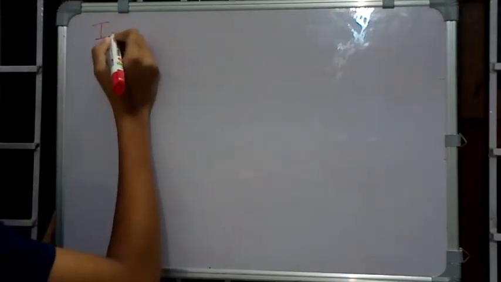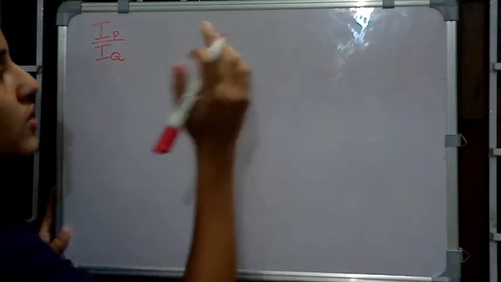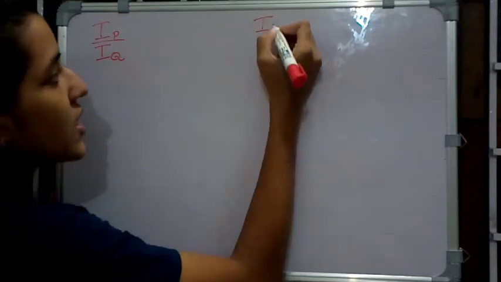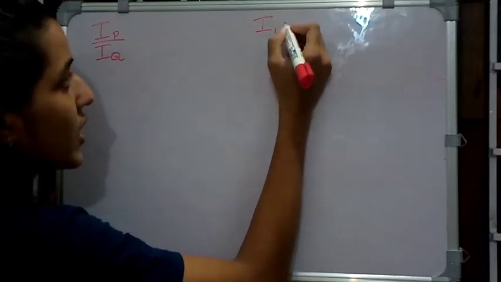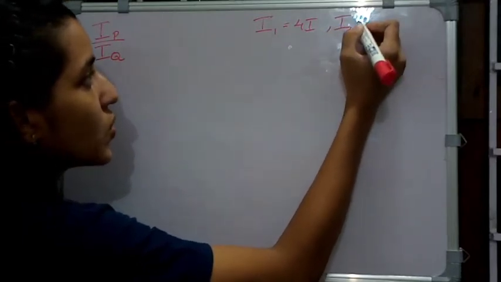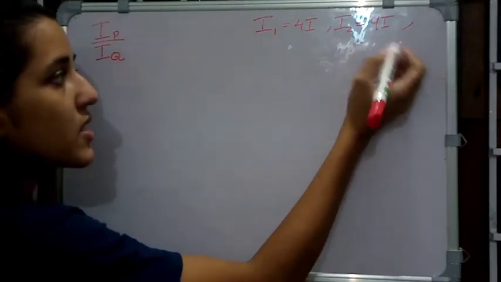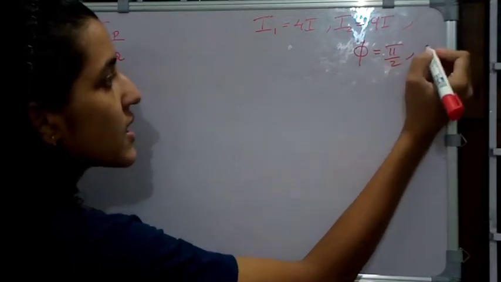According to the question, we are asked to find the value of ratio IP by IQ. So before that, let me write down the values given in the question. That is, we are provided with the intensity of two light beams. Let the first light beam be I1, which is equal to 4I, and the intensity of the second light beam be I2, which is 9I. Along with this, we are also provided with the phase difference at both the points, that is phi equal to pi by 2 as well as pi by 3.